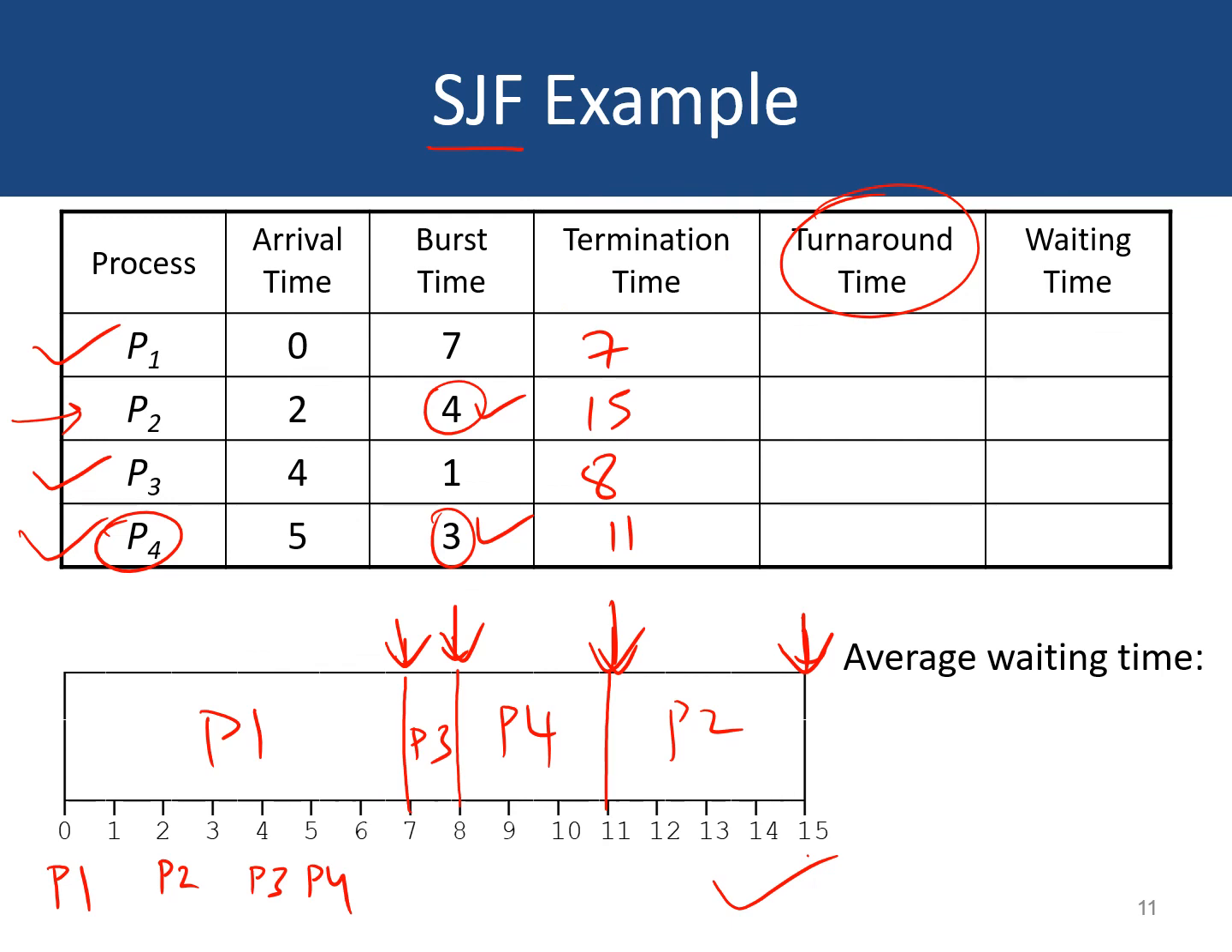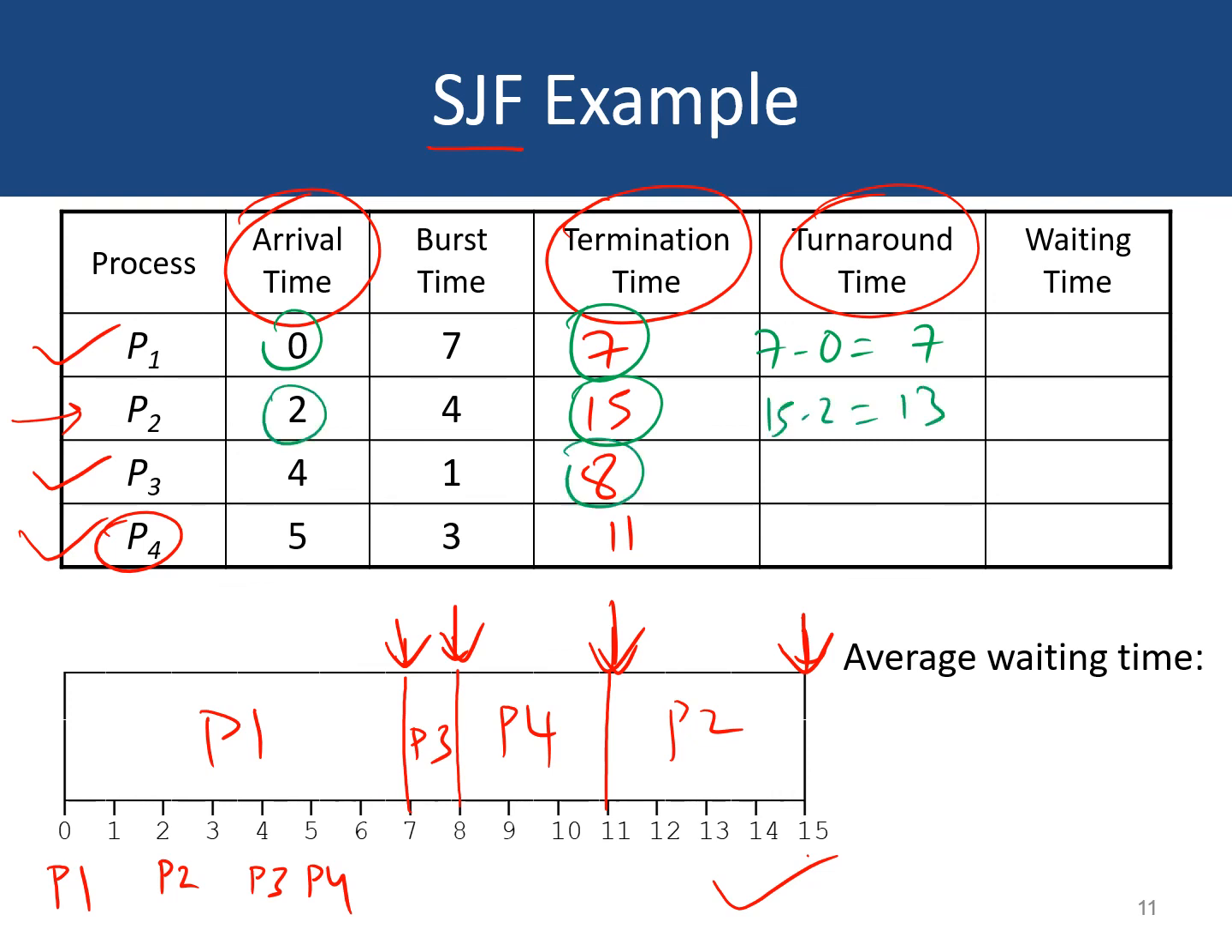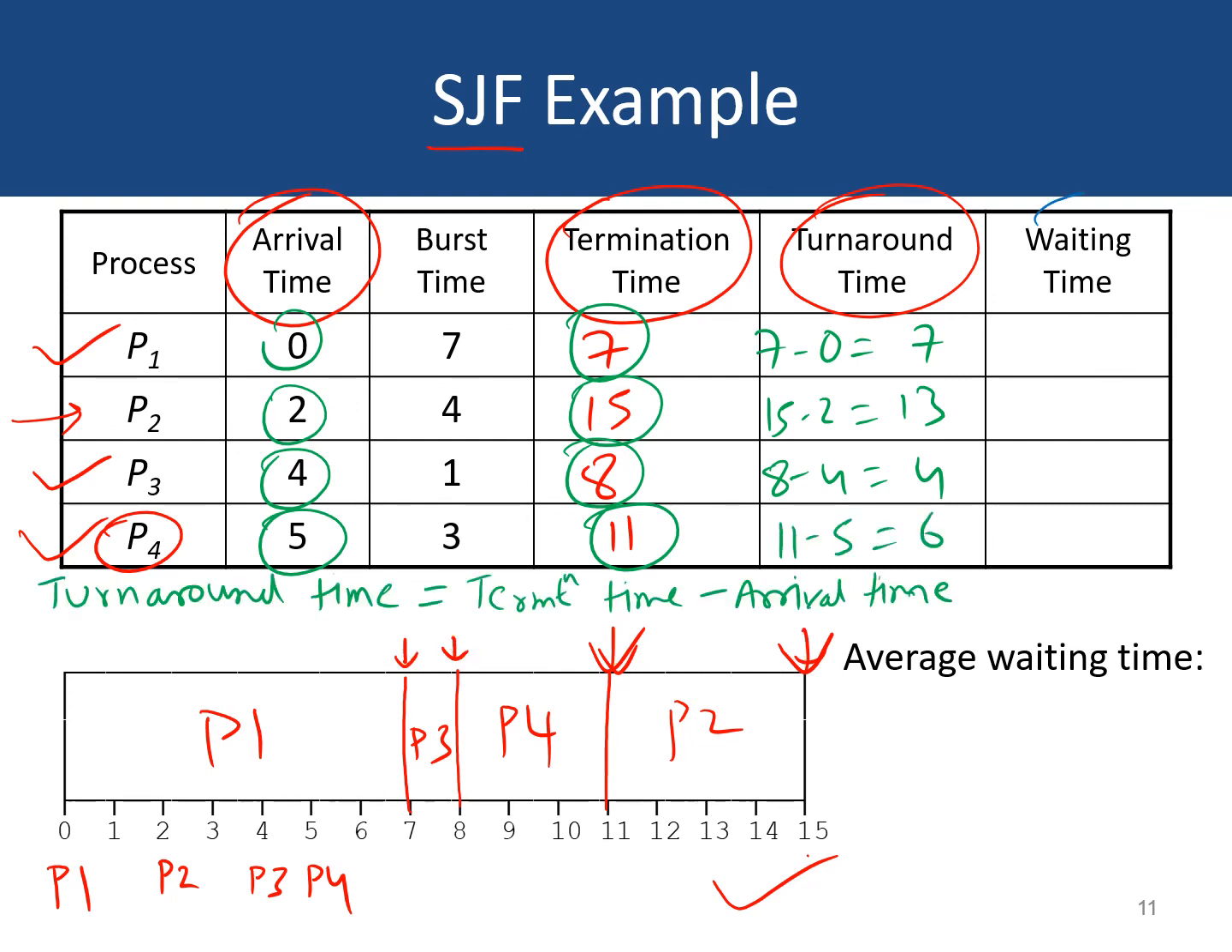Next is the turnaround time. Recall, the turnaround time is the time that elapses from the beginning of the process to its end. Essentially in this table, the turnaround time would be the termination time minus the arrival time. Therefore, the turnaround time for P1 is 7 minus 0, which is 7 itself. For process P2, it would be 15 minus 2, which is 13 milliseconds. For process P3, it would be 8 minus 4, which is 4 milliseconds. And for process P4, it would be 11 minus 5, which is 6 milliseconds. And finally, we need to compute the waiting time.